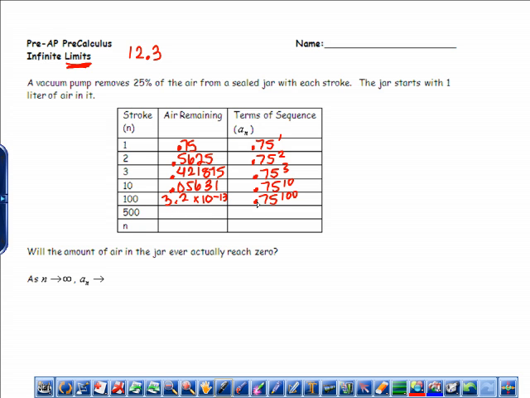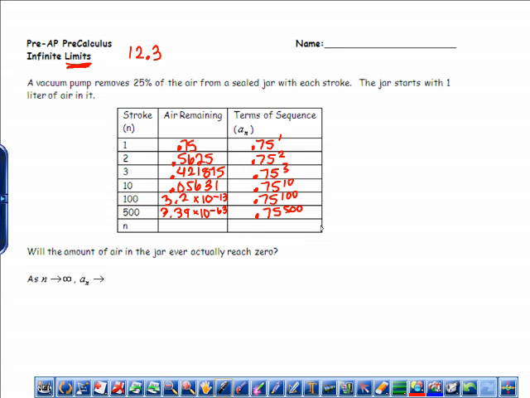Okay, what about 500? Well, this is going to be 3.39 times 10 to the negative 63. So it's getting really, really small, but it is larger than zero. It is something.